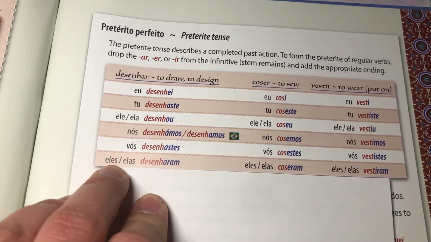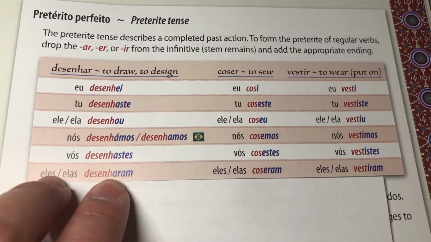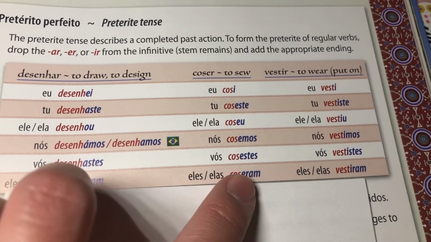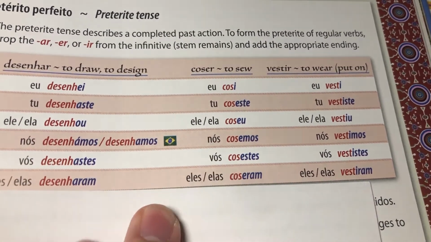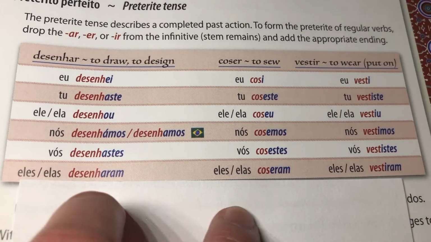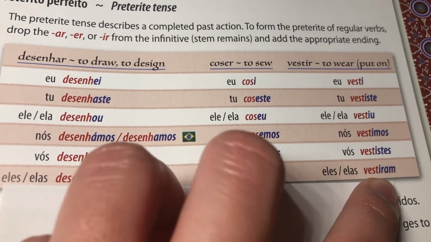Here at the bottom, eles, elas, vocês. Okay. Notice it's in the infinitive form, just adding that AM at the end, okay? Eles desenharam. Eles cozeram. Eles vestiram.